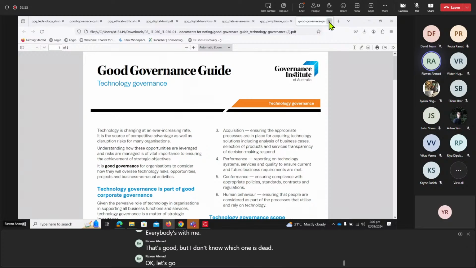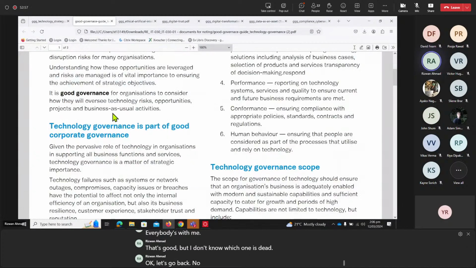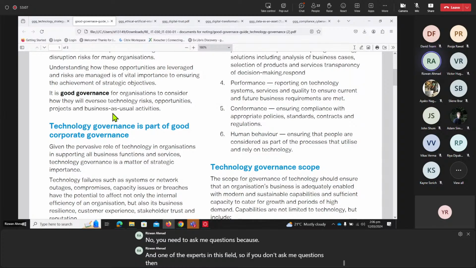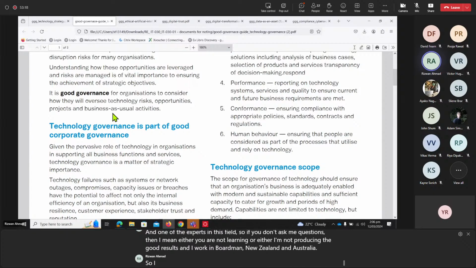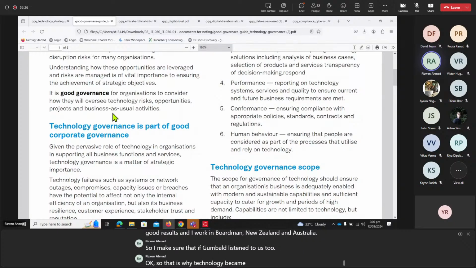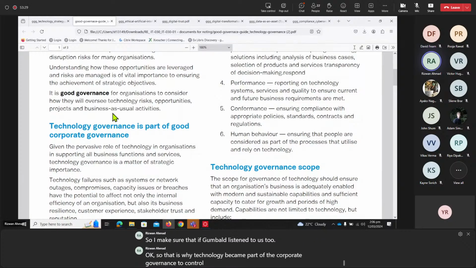Okay, let's go back. Now, you need to ask me questions because I'm one of the experts in this field. If you don't ask me questions, then either you are not learning or I'm not producing good results. And I work in both New Zealand and Australia, so I make sure that the government listens to us too. That is why technology became part of corporate governance to control that accountant.